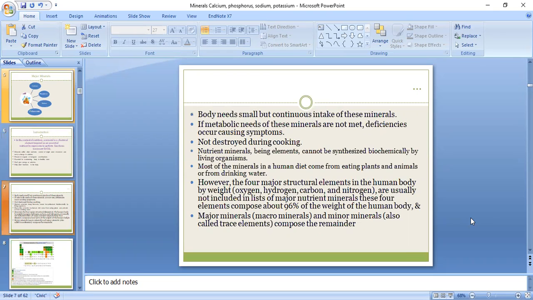However, the four major structural elements in the human body by weight, oxygen, hydrogen, carbon, and nitrogen, are usually not included in the list of major nutrient minerals, because these four elements compose about 96% of the weight of the human body. The macrominerals and microminerals, also called the trace elements, compose the remaining 4%.